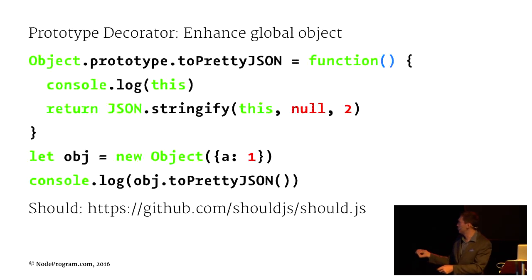So I like to use null and 2. The 2 means a two-space indentation, so it would nicely format my JSON. And what I'm doing is just creating a new method and saving it in the prototype of that global Object. So now, all of a sudden, every new object that I create will have this pretty-printed JSON. String, literal object, it doesn't matter. Because they all use Object as a prototype, they will all have this method. So it's very, very powerful.